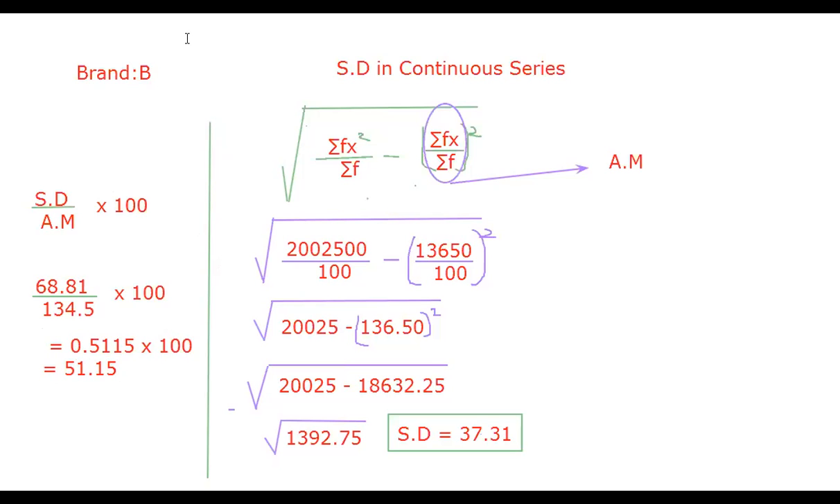And what about brand B? So we know very well. The standard deviation of brand A is 68.81, and the standard deviation for brand B is 37.31. So definitely brand A gives higher life. It is more dependable compared to brand B.